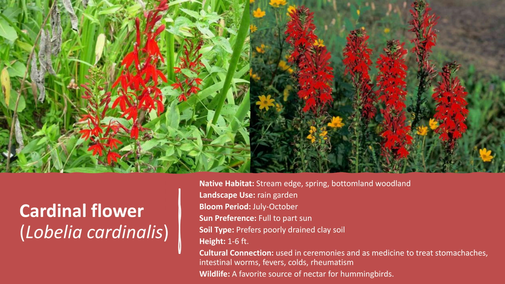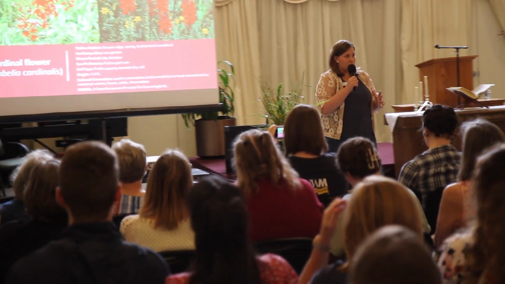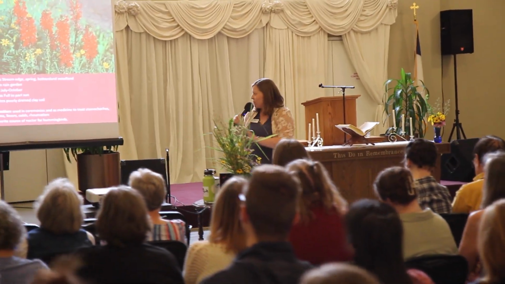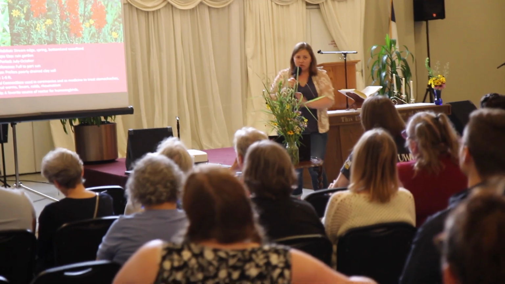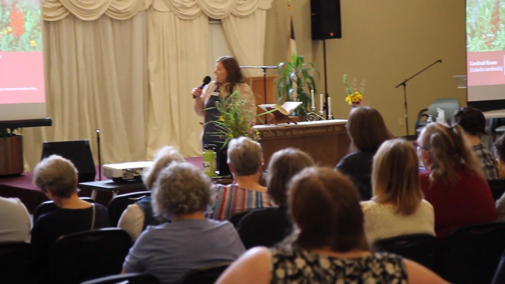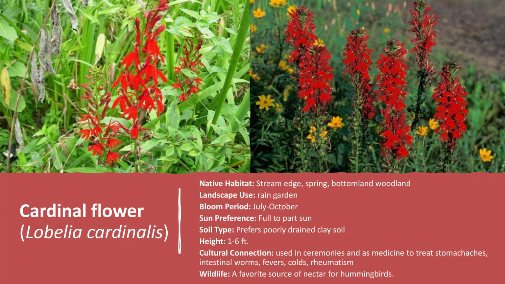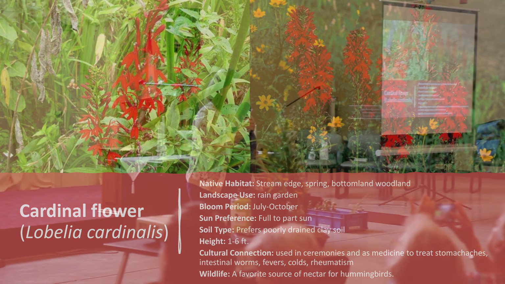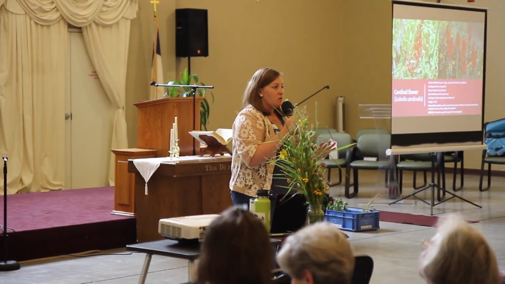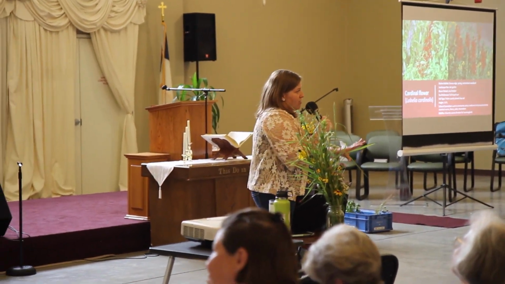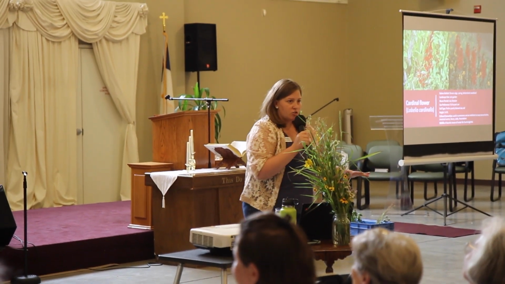Cardinal flower is another one of those plants that loves poorly drained clay soils. It is a magnet for hummingbirds. This blooms later in the year. It should start blooming about now, and it'll go far into October, November. I think I already said this, but hummingbirds love it. They fight over it. That's how much they love it. And so it's a great piece to add to your rain garden. Anywhere where you have moist soils, cardinal flower is a great addition.